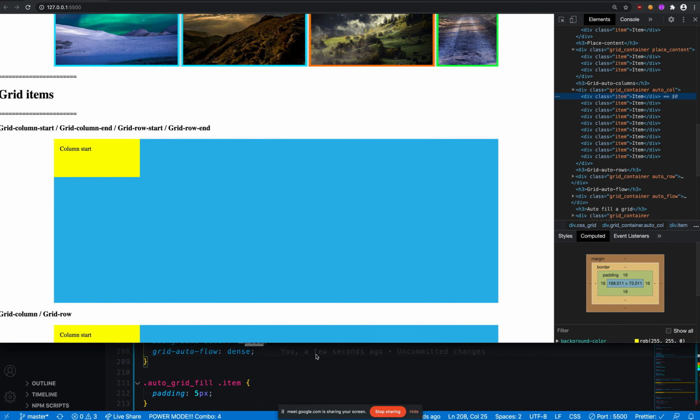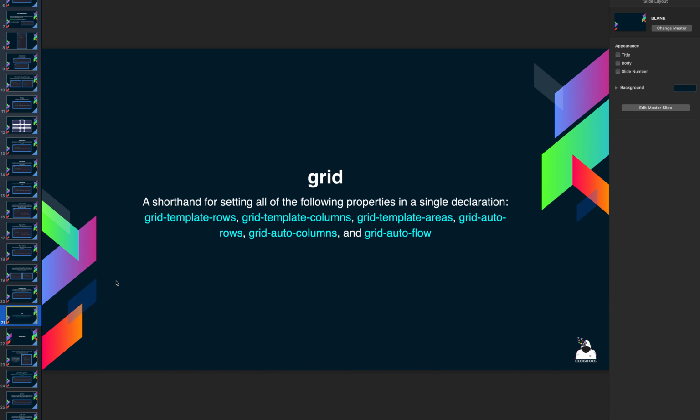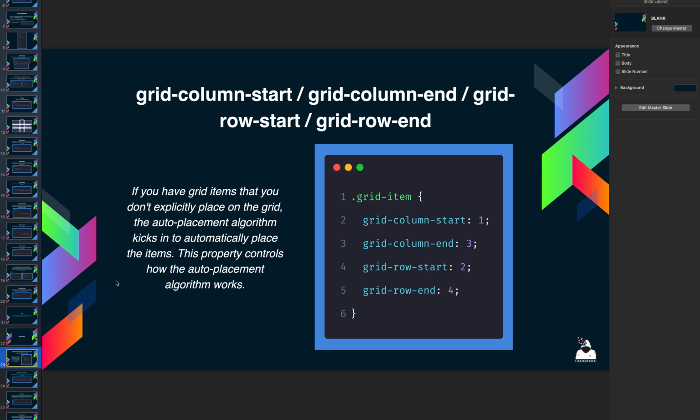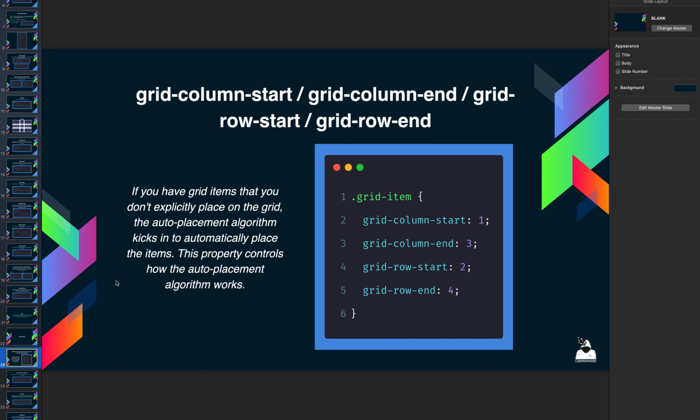Okay, grid items. There's a missing slide. Is there? Or are we getting to all these? Probably getting all these. Right, so grid item. When we're dealing with the column start, column end, row start, and row end, if you have grid items that you don't explicitly place on the grid, the auto placement algorithm kicks in to automatically place the items.